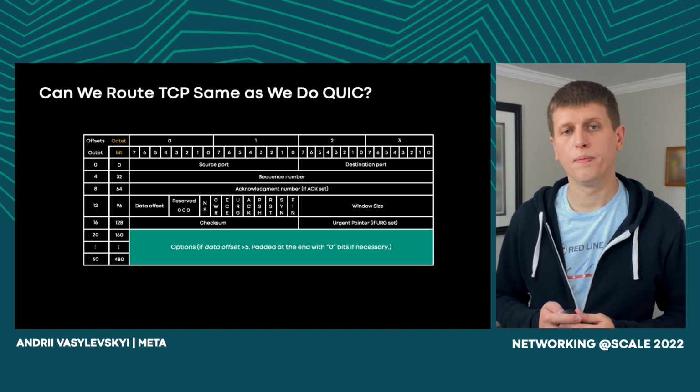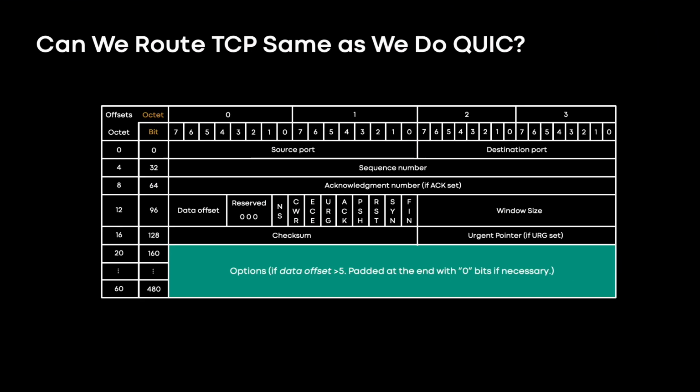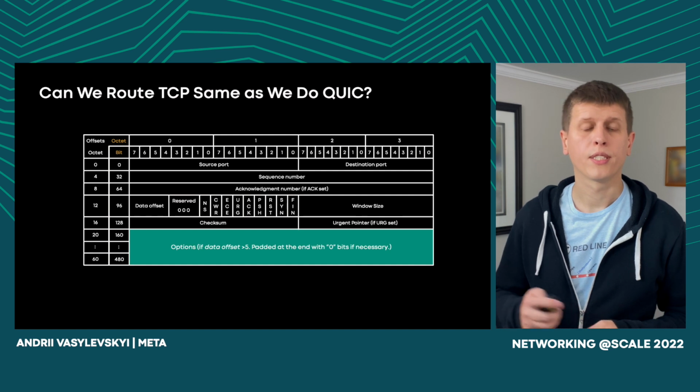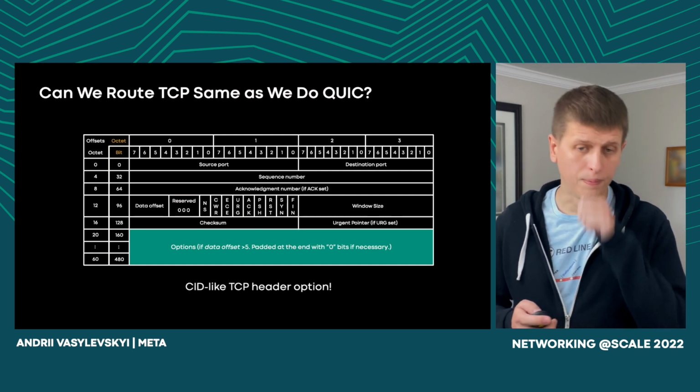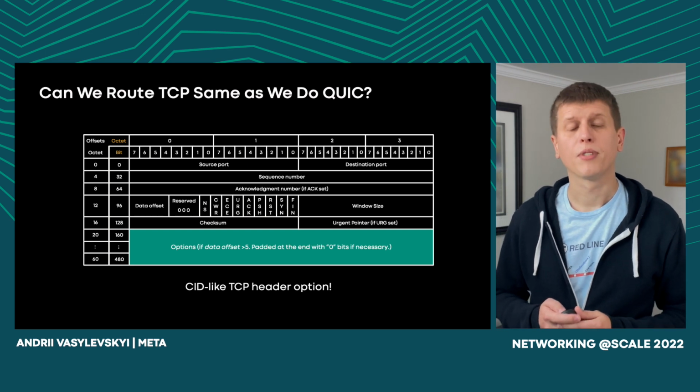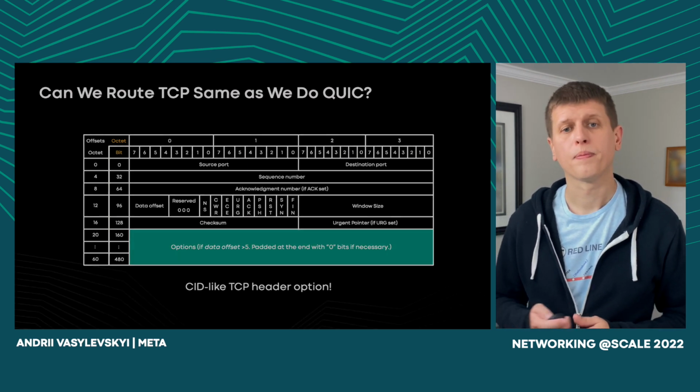We looked at the TCP header, and unlike with QUIC, we are not that lucky here, and there is no obvious destination connection ID field. However, the TCP header has an options field, where we can embed our own headers, and we can have a connection ID-like TCP option that will carry the server ID along with every packet, similar to what we do with QUIC.